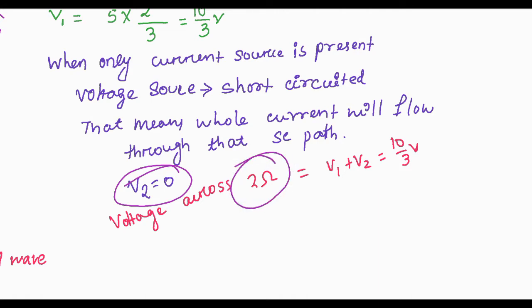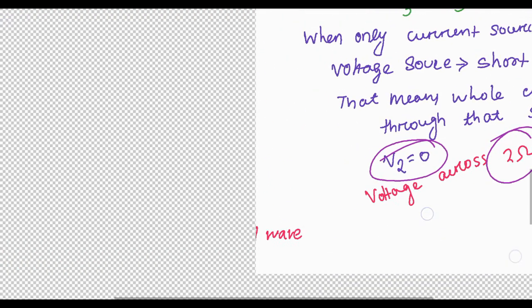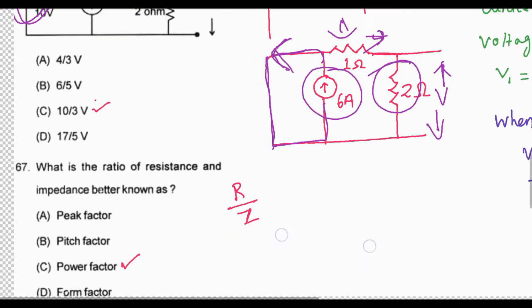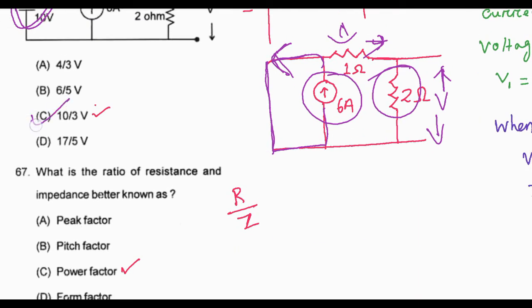So the total voltage across the 2 ohm will be V1 plus V2, which is equal to 10 by 3 volt. Option C is the correct answer.